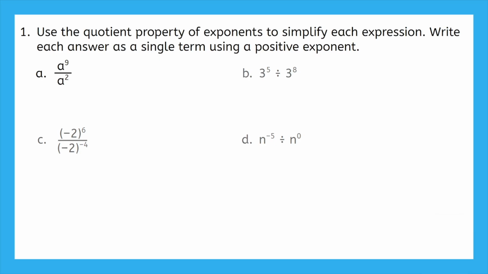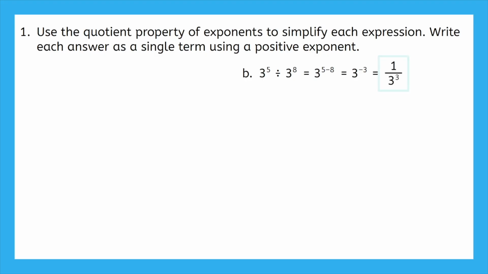For part A, the bases match, so we subtract the exponents. 9 minus 2 is 7. That means the answer is a to the power of 7. For part B, both bases are 3, so we subtract the exponents. 5 minus 8 is negative 3. That gives us 3 to the power of negative 3, which we rewrite as 1 over 3 to the third power.